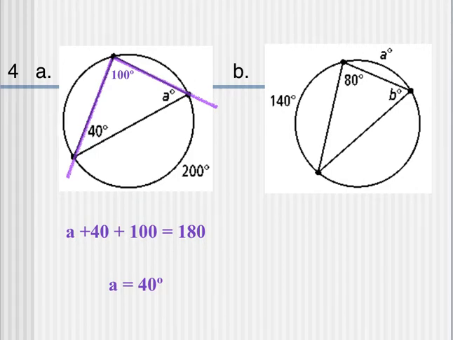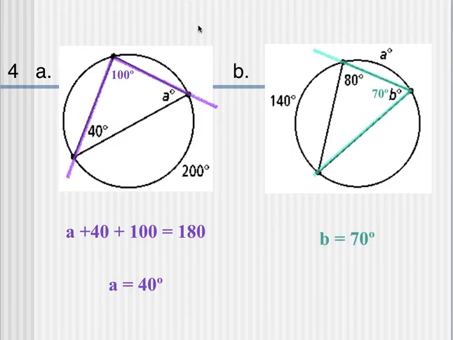Now that's not the only way to solve. Other people figure out A by first figuring out this arc here, but this is one of multiple ways. Either way, you should get 40 degrees. For part B, if you want to solve for angle B first, highlight the sides of that angle and see how it's intercepting the 140 degree arc. So that would be half of that. B would be 70.